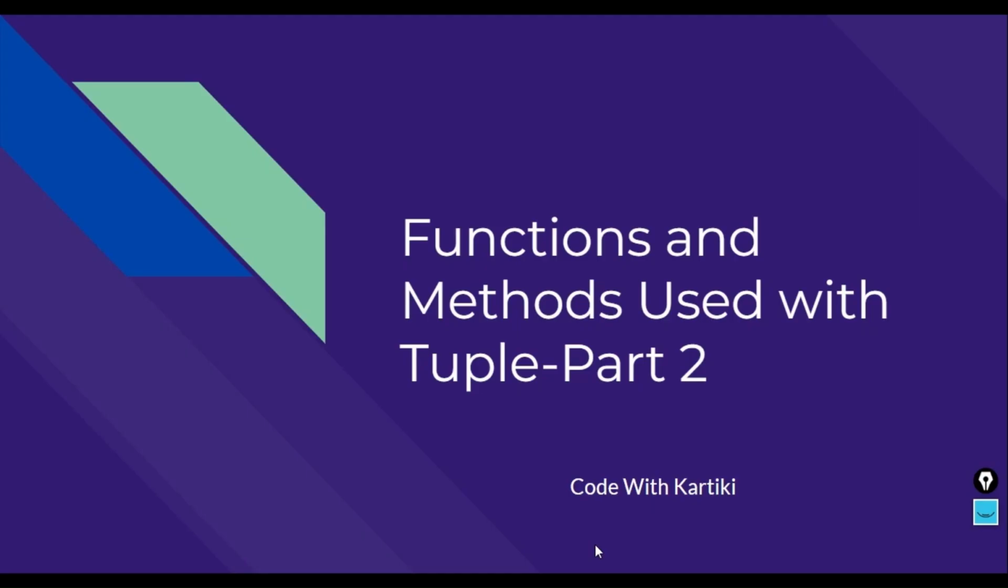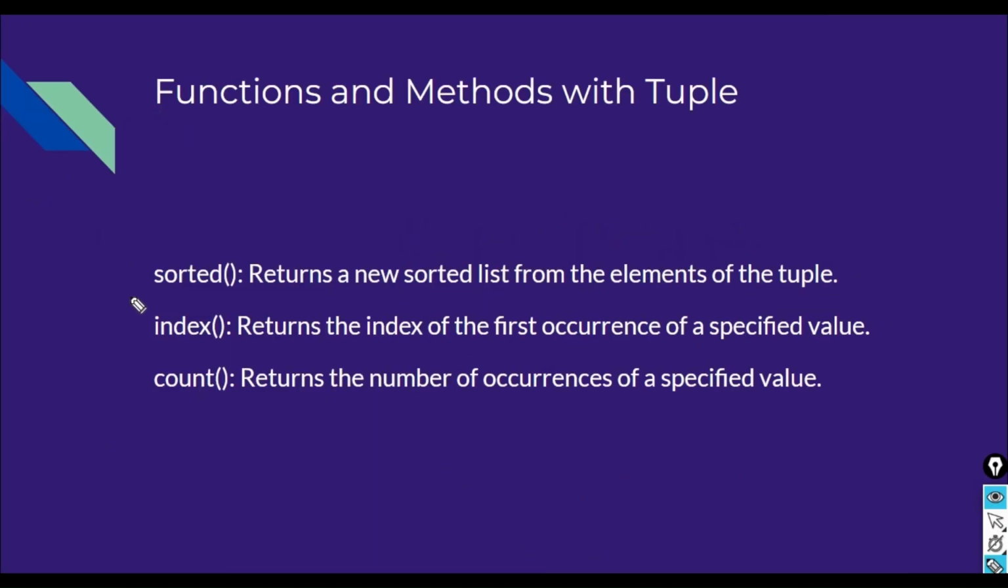This is part 2 of the topic functions and methods used with tuple. Now we are going to see the sorted function, then the index and count methods. The sorted function returns a new sorted list from the elements of the tuple. We know that tuples are immutable, so if you use sorted, it will sort those elements in ascending or descending order and return a new list. It will not modify the original tuple.